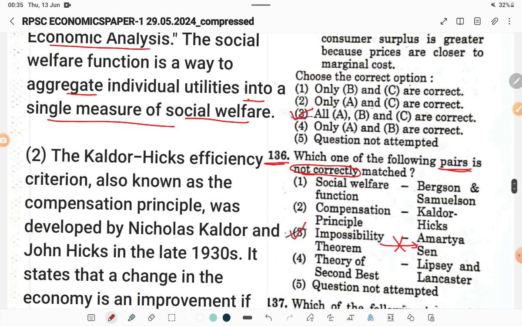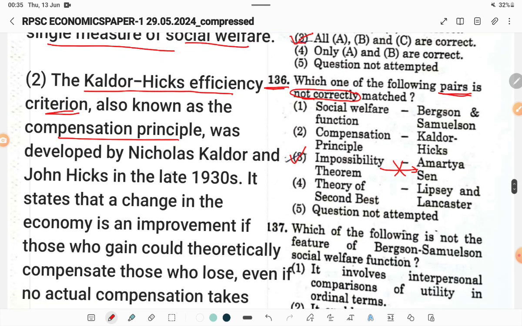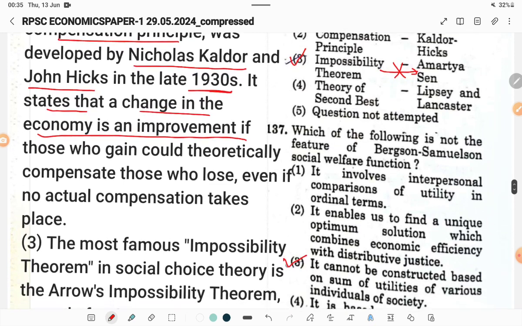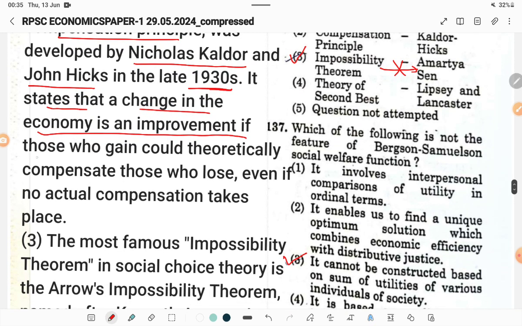Second, the compensation principle given by Kaldor and Hicks, or we can say the Kaldor-Hicks efficiency criterion, also known as the compensation principle, was developed by Nicholas Kaldor and John R. Hicks in the late 1930s. It states that a change in an economy is an improvement if those who gain could theoretically compensate those who lose, even if no actual compensation takes place.